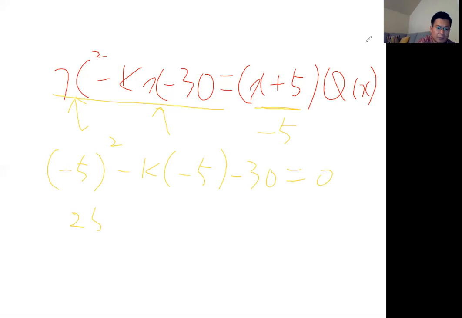So 25 plus 5k minus 30 becomes 0. 5k equals 5, so k has to be 1. This is one way you can do it, and the other way is the same synthetic division you can do too. Okay.